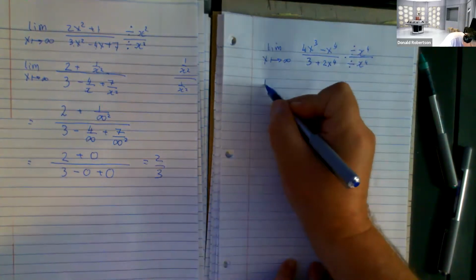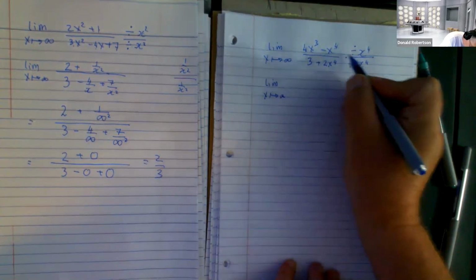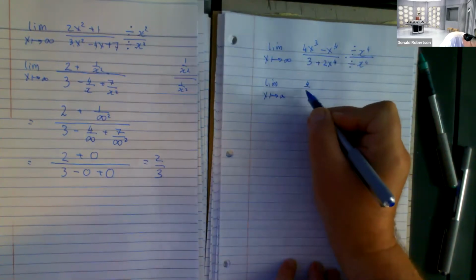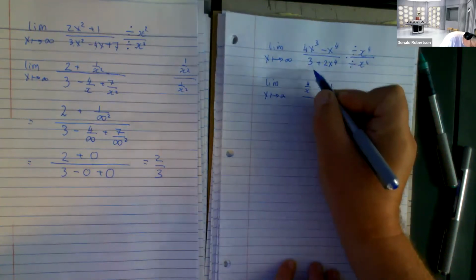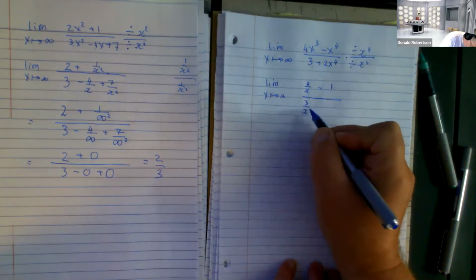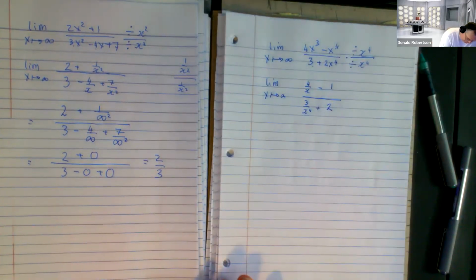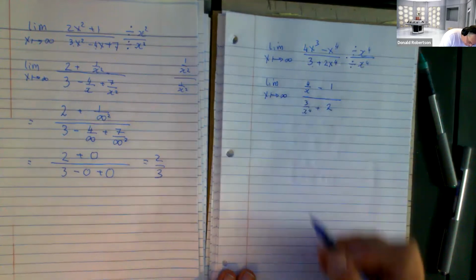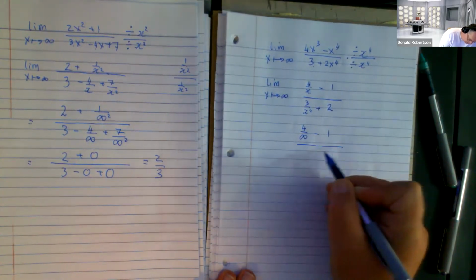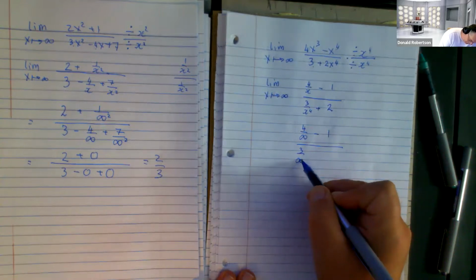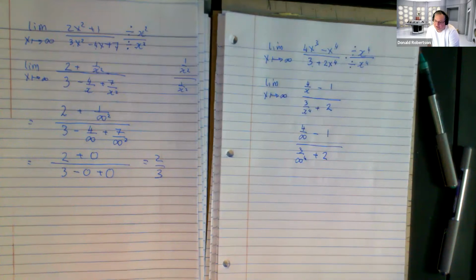So we now go through each of the terms and divide them all by x to the 4. So this guy becomes 4 over x, this guy becomes -1. This guy here becomes 3 over x to the 4, and this guy becomes 2. Now, if you do brute force, you get that on the numerator. You get that on the denominator. Can you see where this is going?